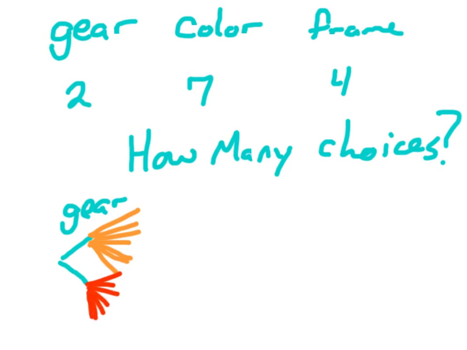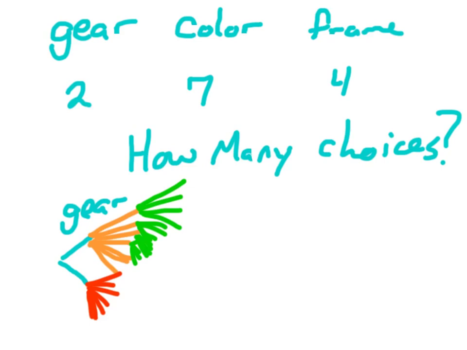But then once you've picked your color, you still have to pick your frame size. So let's say you picked red. You could now pick from 4 different frame sizes, 1, 2, 3, 4. It gets really messy. So each one of those color choices has another 4 frames. So how do you count that?